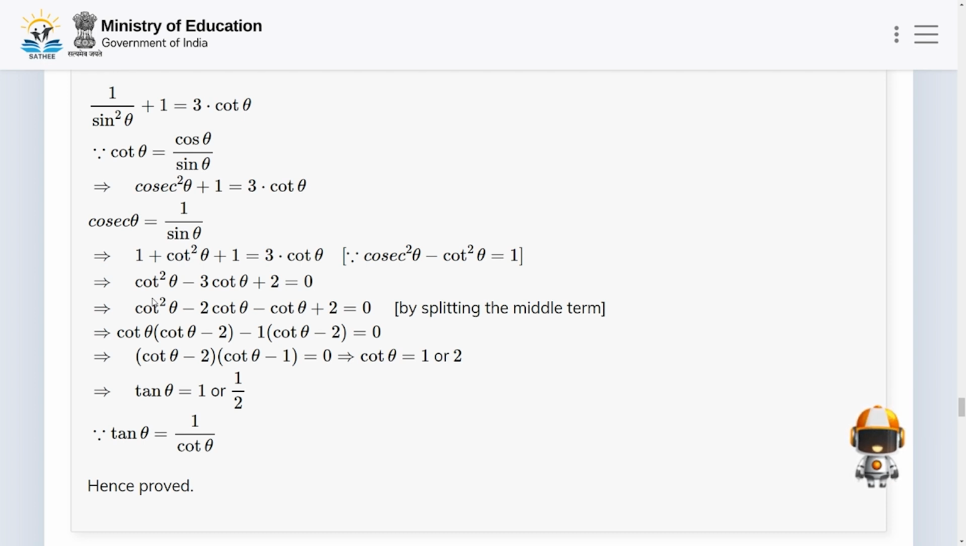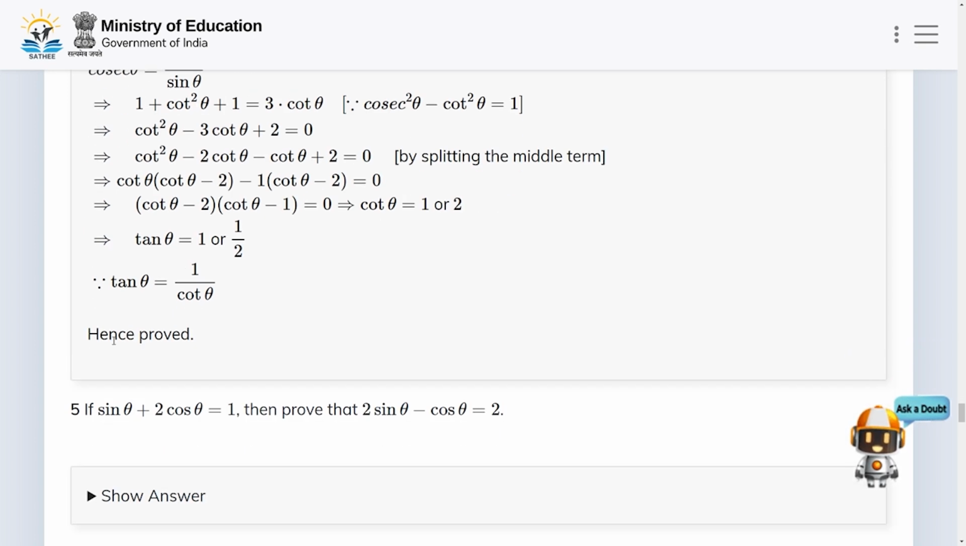And it implies cot theta is equal to 1 or 2. Okay. So therefore, tan theta is equal to 1 over 1 by 2, since we know tan theta is equal to 1 by cot theta. Okay. Hence proved, tan theta is equal to 1 or 1 by 2. Now let us move to next problem.